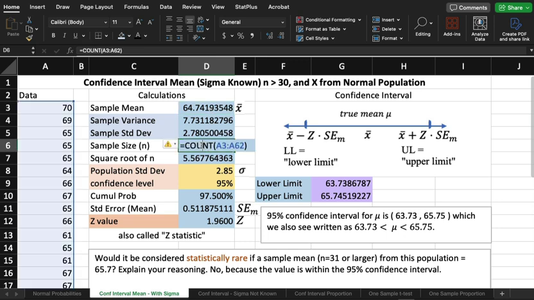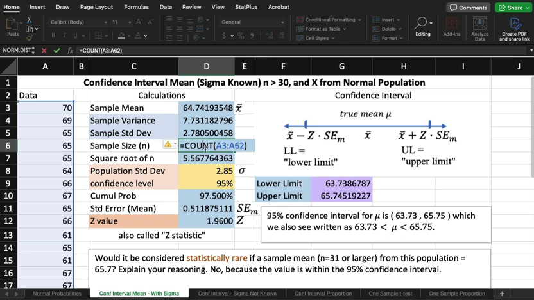Then we need our sample size. We're going to need that in order to calculate something called the standard error of the mean. So let's start with the sample size. Again, you're either going to be given that in the problem, so just type that into cell D6, or in this case, we're going to just calculate it from our data.